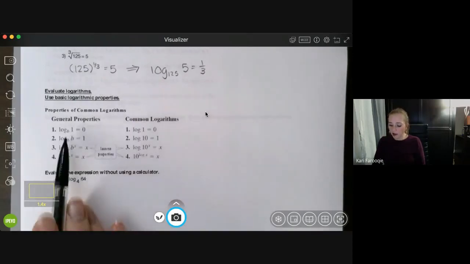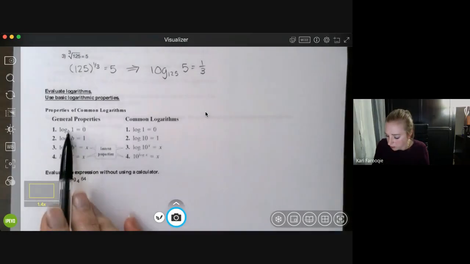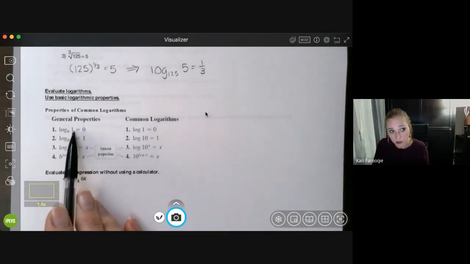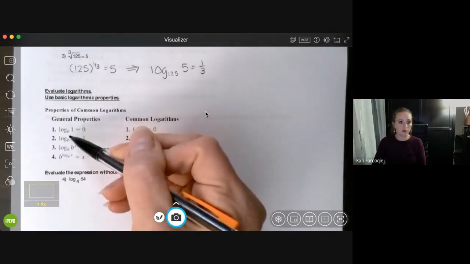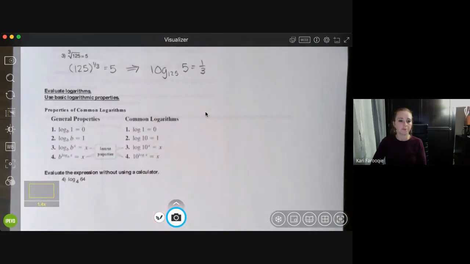All right, log base b of 1 is 0. Now, it's helpful if you memorize these just because your work will go more quickly. But remember that you can always generate these on your own because you know that b to the 0 equals 1. So whenever you have a 1 in the argument of your log, doesn't matter what the base is, your exponent has to be 0.